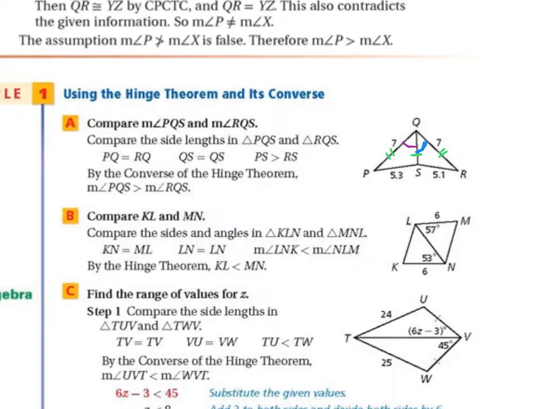Now, I don't know anything about the angle measurements, but what I do know is that opposite the purple angle is 5.3, and opposite the blue angle is 5.1. Because 5.3 is bigger than 5.1, I can say that the purple angle, angle PQS, is bigger than angle SQR.